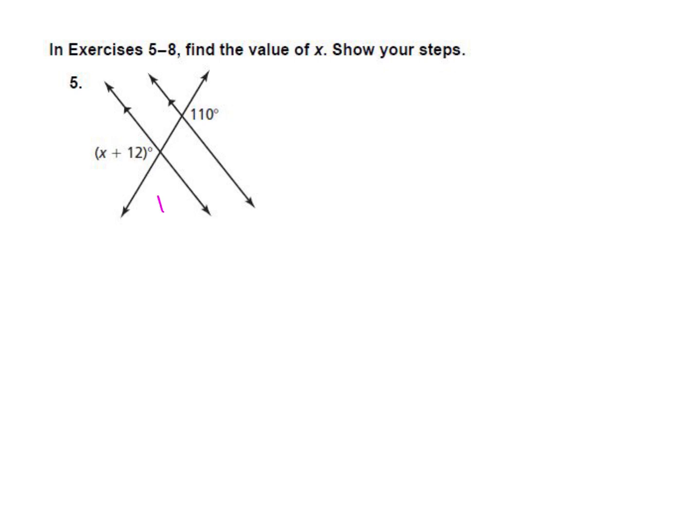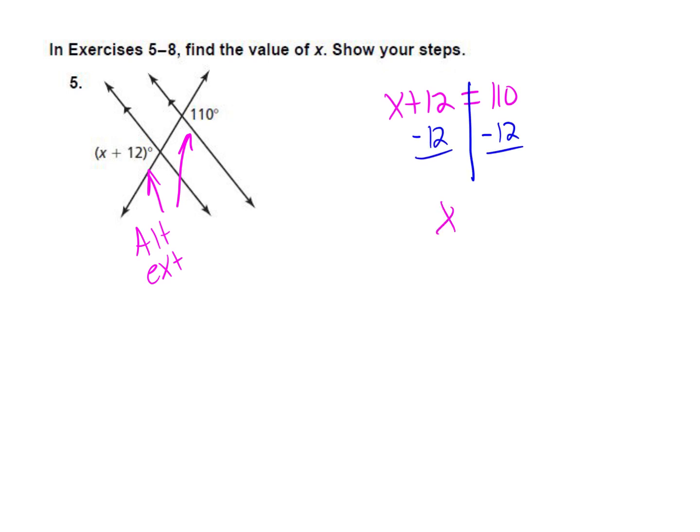Okay, good. So I heard it. These two are alternate exterior. In class, alternate exterior angles are what with each other? Congruent or equal 180? Congruent. So if they're congruent, all I'm going to do is say x plus 12 equals 110 because they're congruent. All right, so x plus 12 equals 110. Now I just need to solve for x. So I'm going to subtract the 12. And what does x equal? 98.